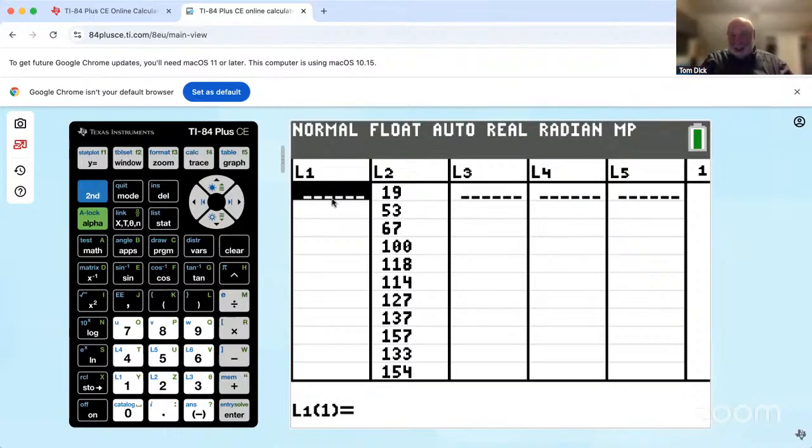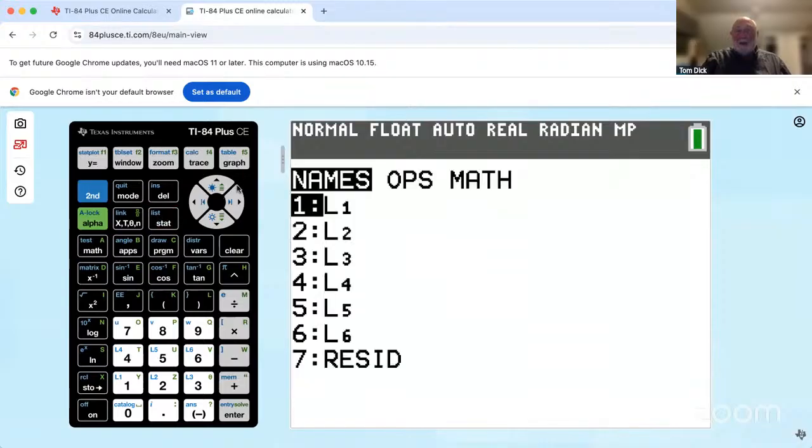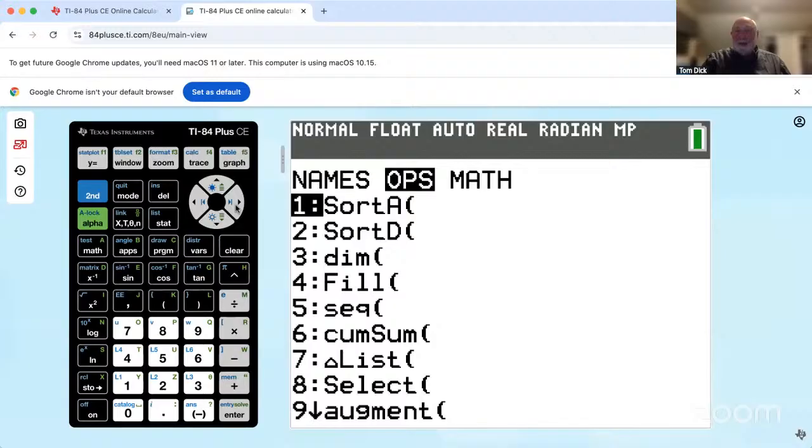Now I could just type those in, 1 through 25, but when you have regularly spaced data, sometimes you can make use of a sequence command. I just wanted to illustrate that quickly. So I'm going to quit from here, and now I'm going to go to the list, to operators, and number 5 there is that sequence function.